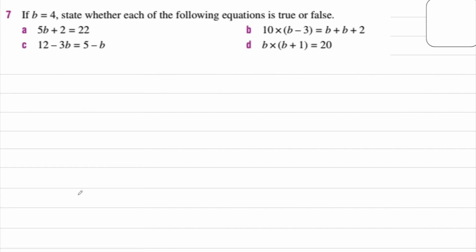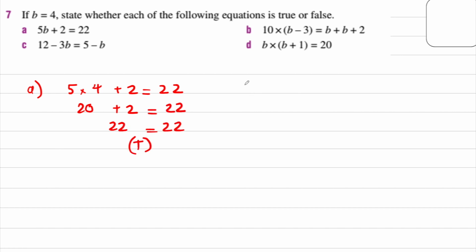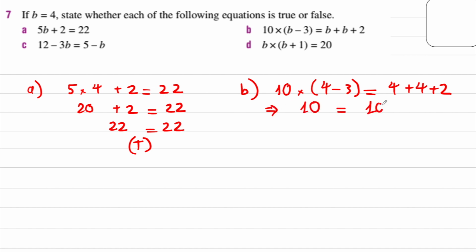The next question, you got 7. B equal to 4. State whether each of the following is true or false. B equal to 4. 5 times 4 plus 2 equal to 22. 20 plus 2, 22, then 22. So here is true. Question B. 10 multiply B minus 4 minus 3. And here is 4 plus 4 plus 2. This is equal to 10. And then you got here also 10. 4 times 2 is 8 plus 2 is 10.